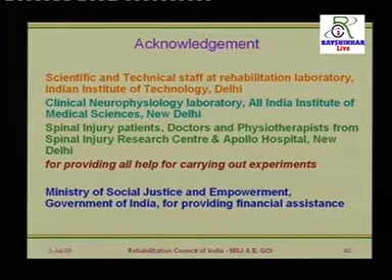Now let me take an opportunity to give an acknowledgement, not only to all of you for calling me here, but also to the scientific and technical staff at the Rehabilitation Laboratory in the Indian Institute of Technology, the Clinical Neurophysiology Laboratory in the All India Institute of Medical Sciences, spinal injury patients, doctors and physiotherapists from the Spinal Injury Center as well as Apollo Hospital, for providing all kinds of help in carrying out this work, and mainly the Ministry of Social Justice and Empowerment for providing financial assistance for this project.